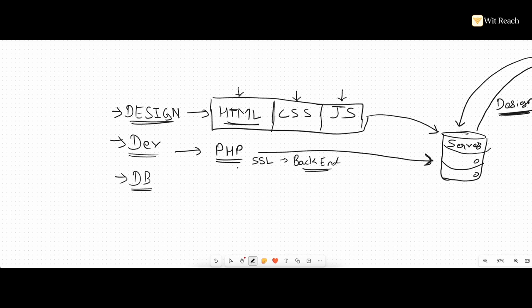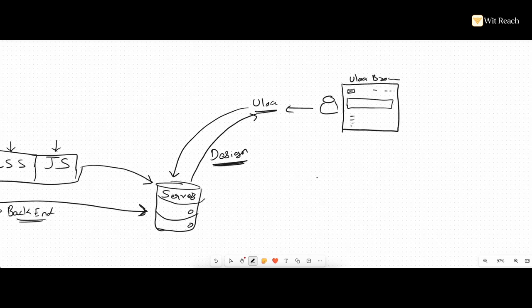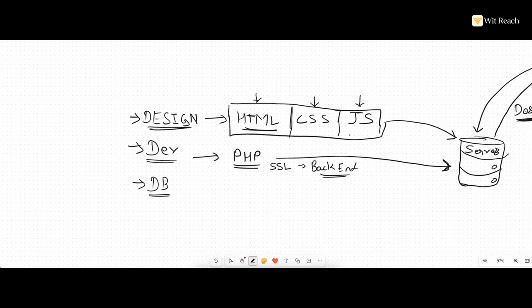Why do we call it a backend language? Because the PHP code which we write for our website is not visible to the user in the browser. The user cannot see the PHP code here in the browser. It will only see the HTML, CSS, and JavaScript.